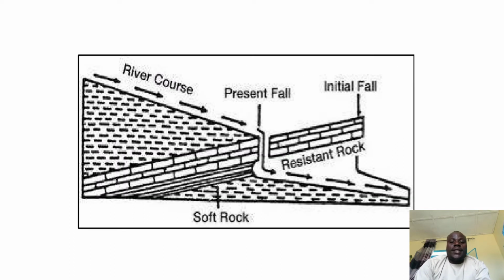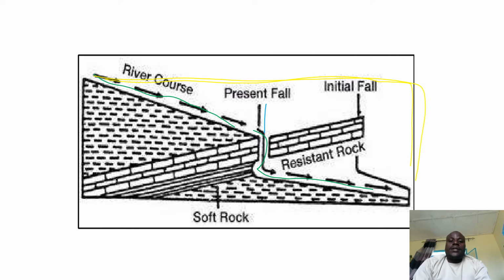If you check on this diagram, there is a river flowing on this part of the rock, and when this river reaches this part of the rock, it erodes the rock vertically, forming a steep cliff, which results into the formation of this present fall. We assume that this river was formerly flowing on a flat surface, like this flat gradient.